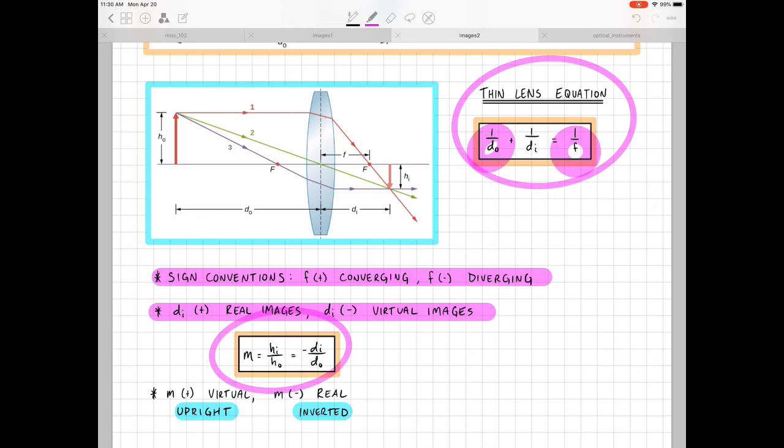And so if your magnification is positive, it means your image is virtual. It means the image is upright. If your magnification is negative, it means your image is real. It means it's inverted. And again, the ratio of the image distance to the object distance is going to tell you whether the image is magnified or not. So a magnification greater than 1 would tell you that the image is larger than the object. A magnification between 0 and 1 is going to tell you that the image is smaller than the original object. And the negative sign is telling us whether it's inverted or upright.